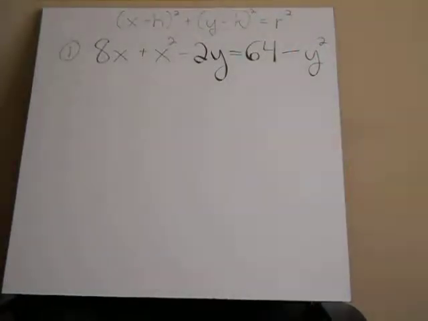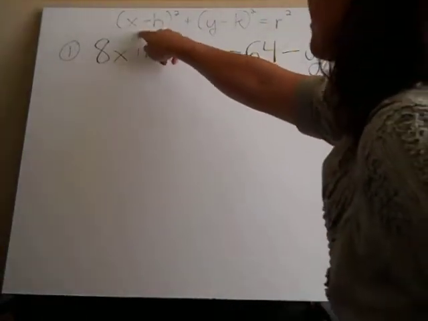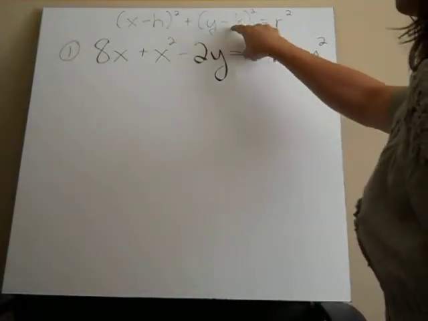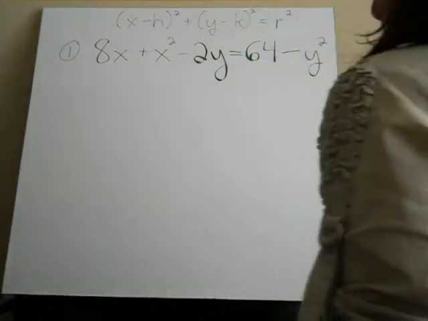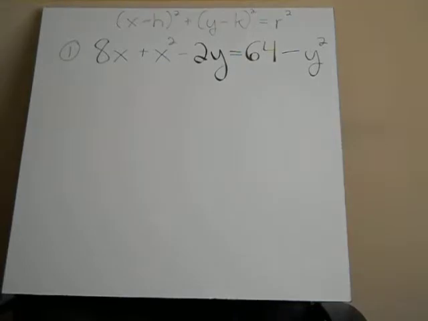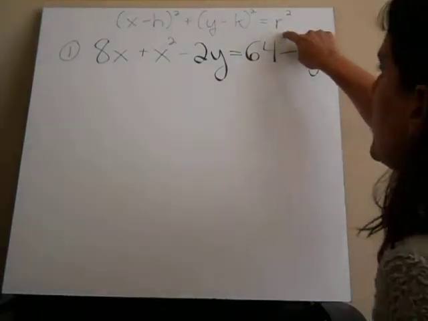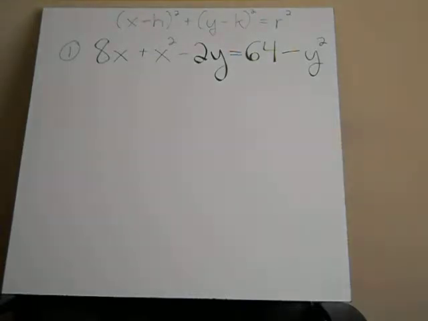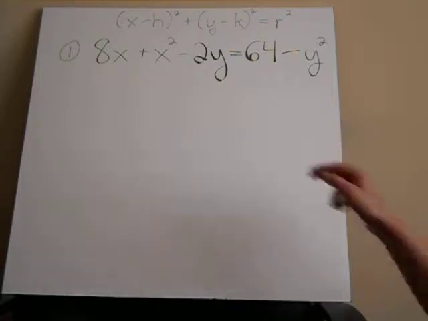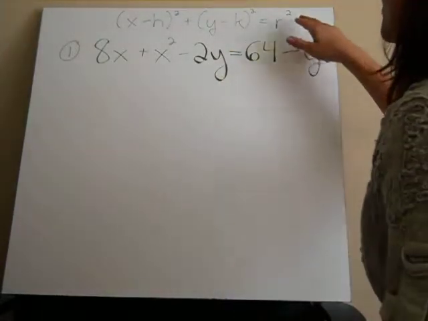Okay, yesterday you were introduced to the equation of a circle, which was (x minus h) squared plus (y minus k) squared equals r squared. Remember, your center is (h, k), your radius is r, so when you have a number here, you have to square root it to get the r. Today, our goal is to be able to write equations that look like this.